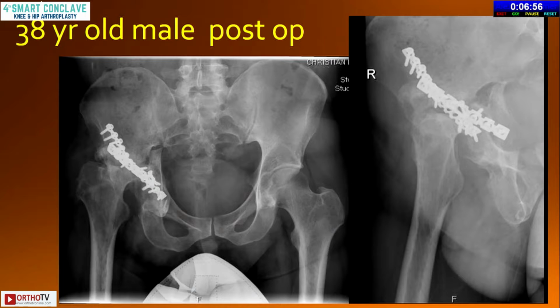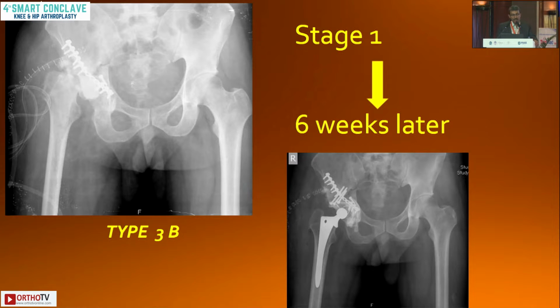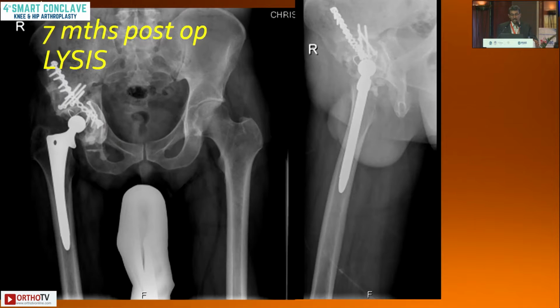On total hip arthroplasty in pelvic discontinuity. So I'd start off with an example. This was a 38-year-old male who came to us post-op after an acetabular fixation was infected. We went in posteriorly, removed the implants, and put in a spacer. Six weeks later, we went in with a cemented cup with a minimal bone graft.